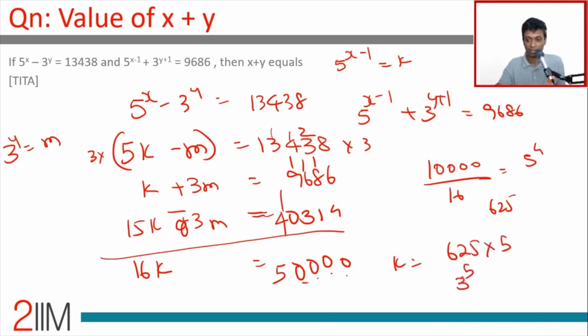This is 5 power 5. 5 power x minus 1 equals k, so x is 6. Brilliant, we have found x.